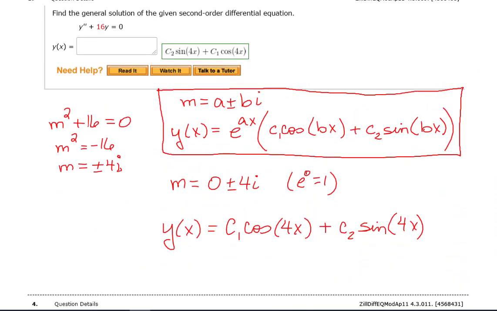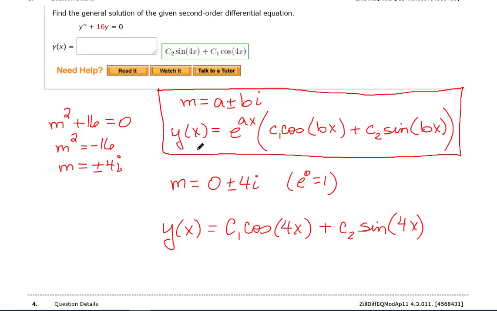All right, in question 3, I've got m squared plus 16 is 0, which says m squared is minus 16, or m is plus or minus 4i. So here I get two complex roots. And in general, whenever we have complex roots, they are of the form a plus or minus bi.